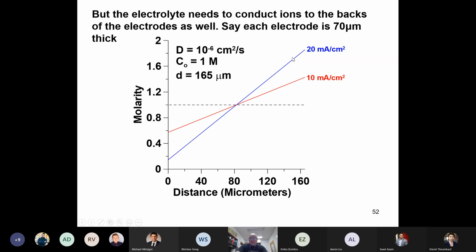Then you can see that at 20 milliamps per centimeter squared, you're virtually driving the electrolyte concentration to 0 at one of the electrodes. Obviously, if you drive it all the way down to 0, there won't be any ions left to conduct, and the polarization, the overvoltage of the cell, will become immense, and the discharge will stop. Okay.